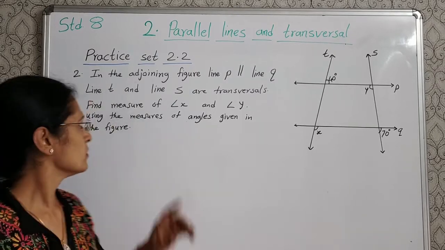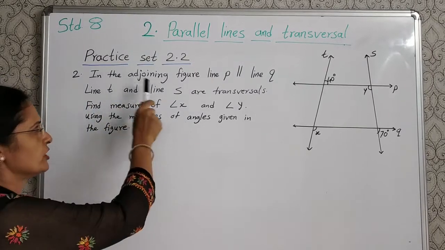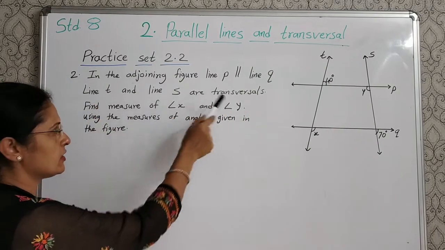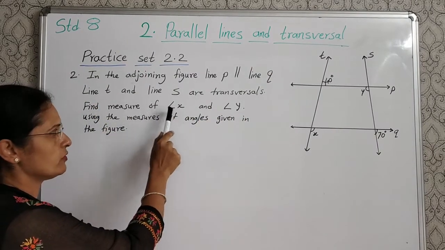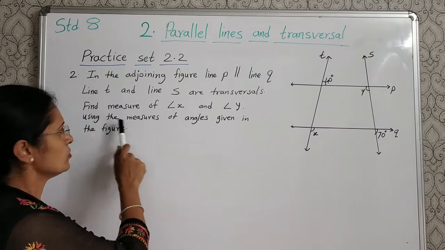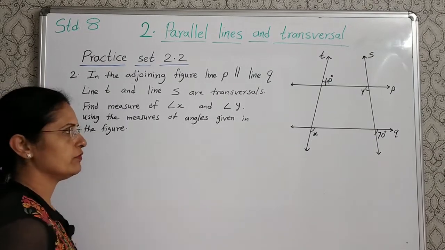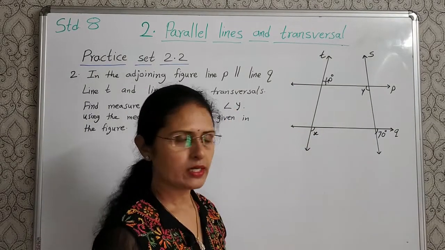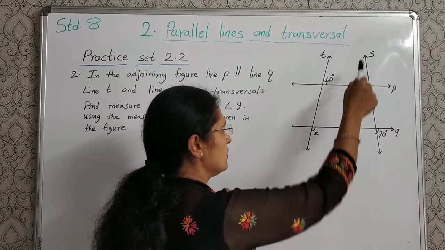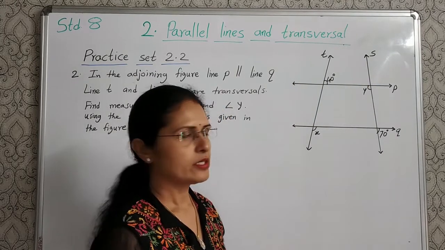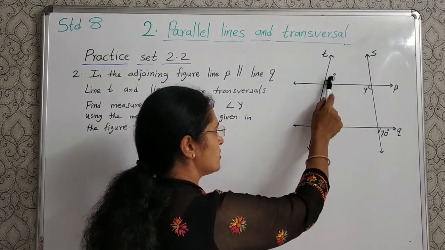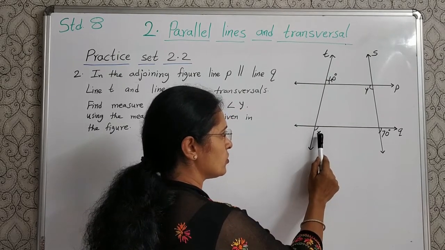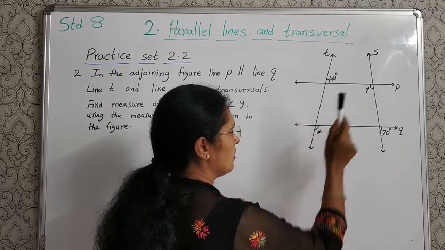Now we will solve question number 2. In the adjoining figure, line p parallel line q, line t and line s are transversals. Find the measure of angle x and angle y using the measures of the angles given in the figure. So here line p and line q are parallel lines and line t and line s are their transversals. This angle is given 40 degrees, this is given 70 degrees, and we have to find the measures of these two angles x and y.